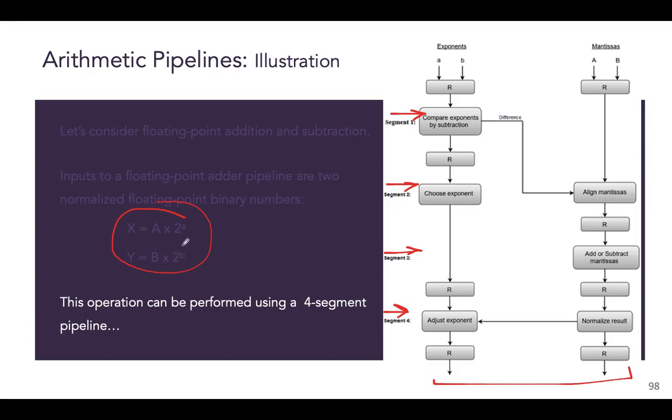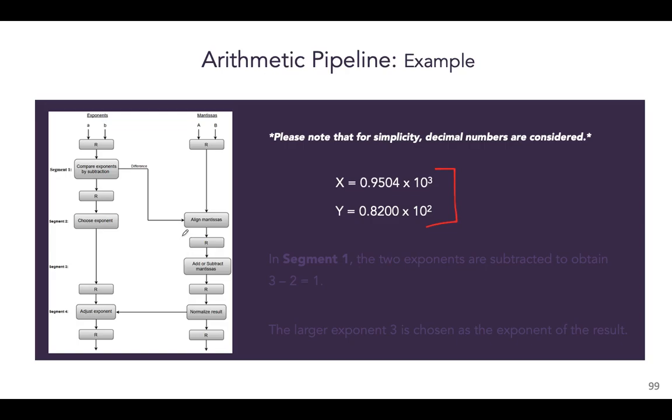And since the point of this example is to show you how arithmetic pipelines work rather than how floating point addition is performed, instead of using such numbers, we are going to use decimal numbers, again just for the sake of simplicity. This is essentially what this pipeline will do, but instead of doing this for decimal numbers, in reality it's going to do it for floating point binary numbers. So let's see what the first segment does.